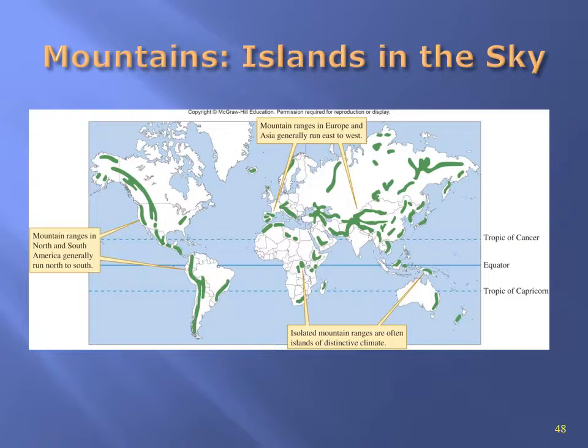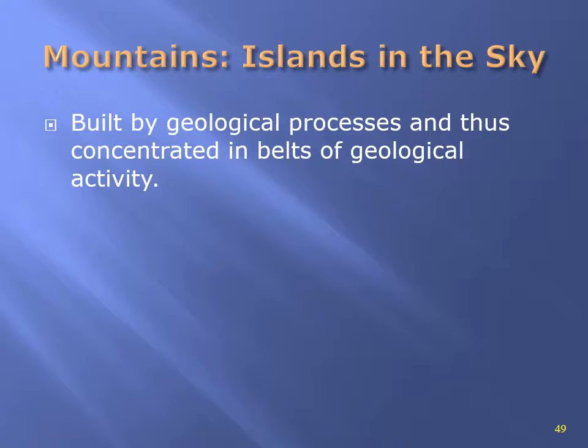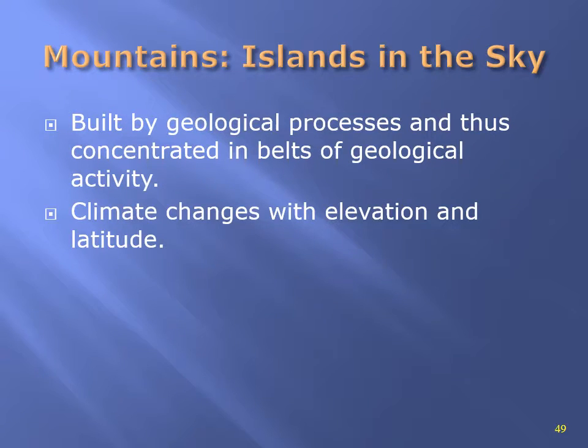Okay, so mountain ranges in Europe and Asia generally run east to west. As you can see these here running east to west. Mountain ranges in North and South America generally run north to south. And not always, but that's sort of the general trend in those areas. Mountains are built by geological processes, and therefore they're concentrated in belts where there's a lot of geologic activity. So when the land gets pushed together, those mountains form, the land gets pushed up into that mountain shape, and that occurs in areas where you have a lot of geologic activity.